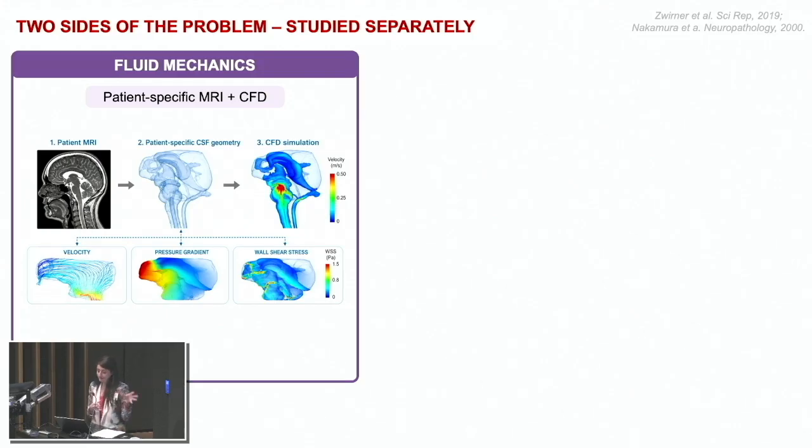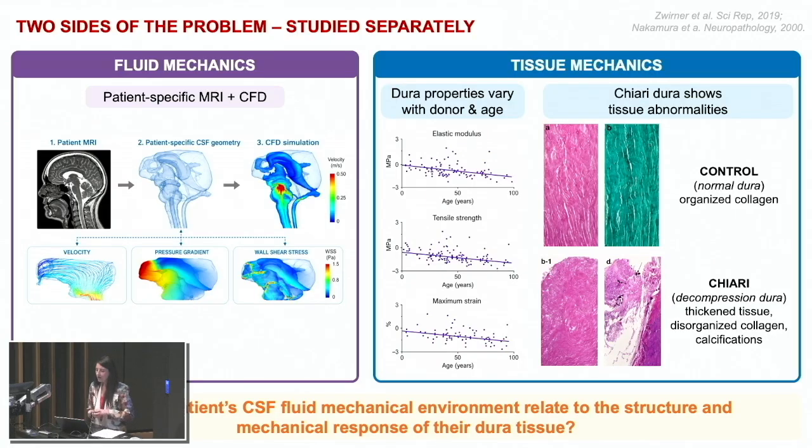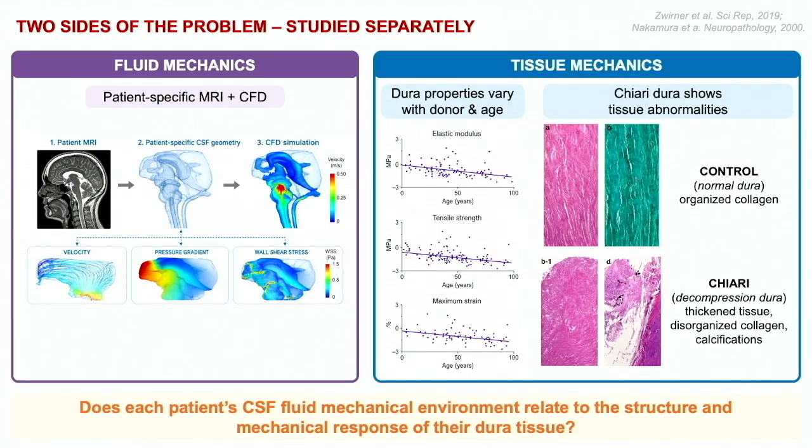On the fluid mechanics side, we know that altered geometry changes CSF motion, and imaging and computational modeling can allow us to quantify patient-specific CSF velocities, pressure gradients, and wall shear stresses. Those are the mechanical stimuli. On the tissue side, we know that the dura is not a fixed or uniform material. The thickness and mechanical properties change with individuals and age.